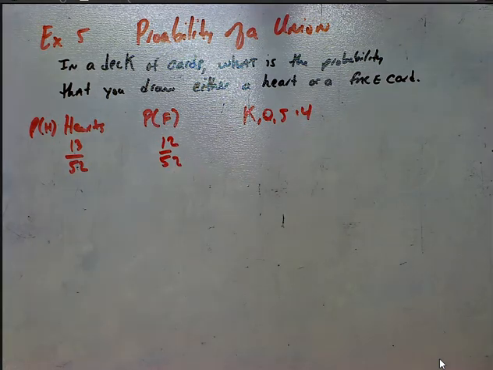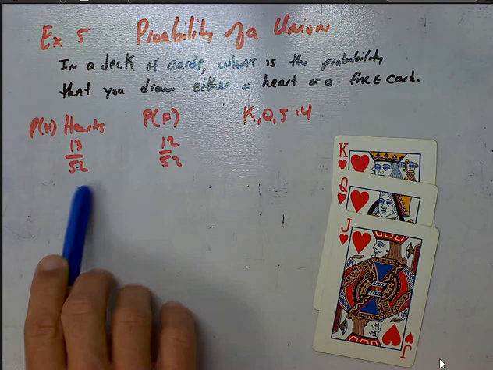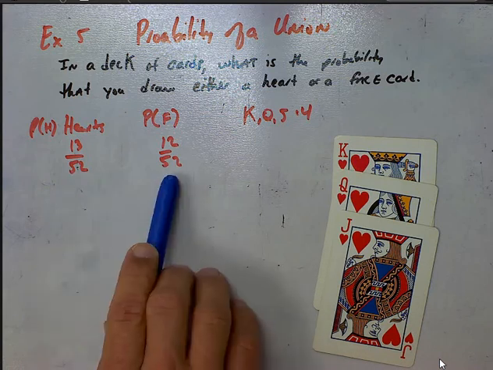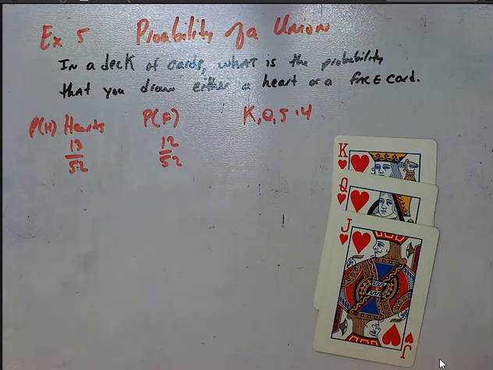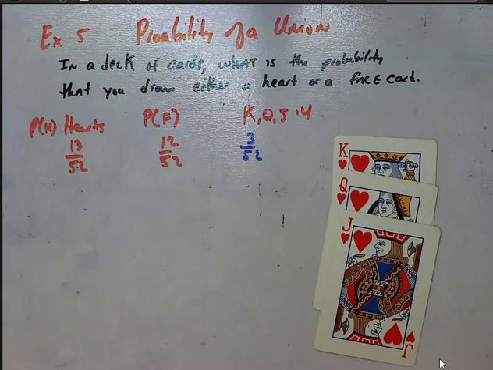But then, for a heart or a face card, we have to take into account how many heart face cards there are, such as these 3 cards right here. These 3, the jack of hearts, the queen of hearts, and the king of hearts, would be in both sections because they're both hearts and they're both face cards. And so since there's 3 cards that are in both sets, it would have to be like this.